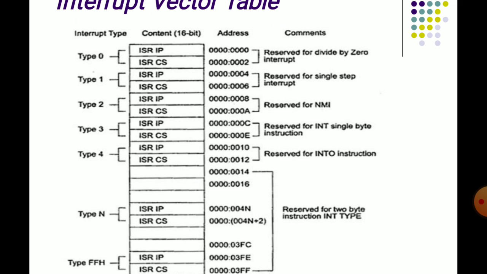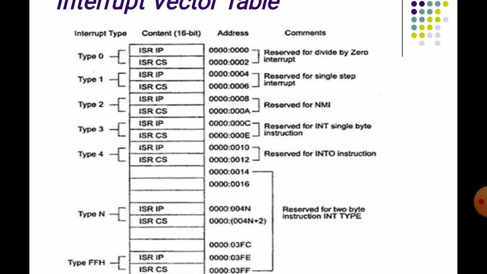Divide by 0 interrupt means, during the DIV and IDIV instructions, when the quotient exceeds the maximum value that the division instruction allows, this type of error will occur. This interrupt, the divide error interrupt, type 0, will be generated for the CPU. It is reserved for the divide by 0 interrupt. Next, the type 1 interrupt.